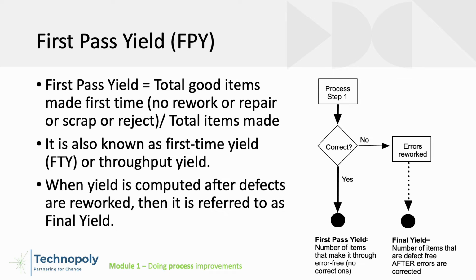When yield is computed after the defects are reworked, it is referred to as a final yield, where you get the final output of the process. It's important for us to distinguish the kind of yield we have. Are we measuring the final yield or are we measuring first pass yield?